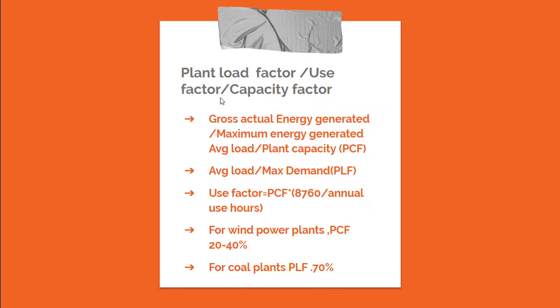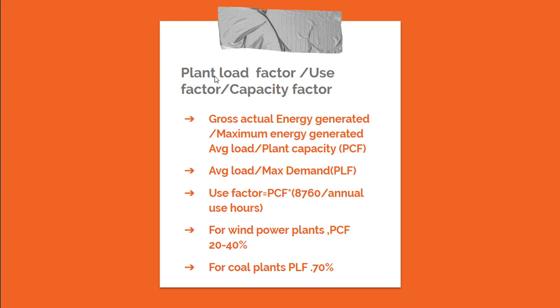So in order to appreciate this, there are three parameters which you must understand. One is the plant load factor, other is the use factor, and third is the capacity factor. So what is plant load factor? So the plant load factor is nothing but the ratio of the actual energy which is being generated by the power plant to the maximum energy which one can generate, right?